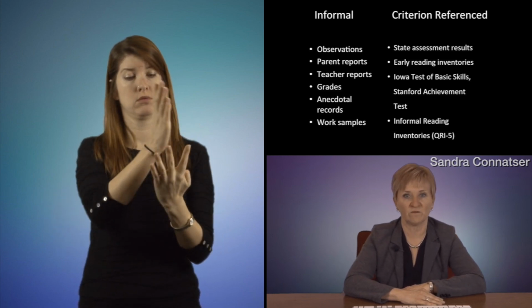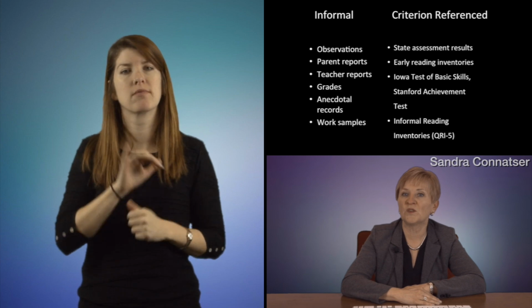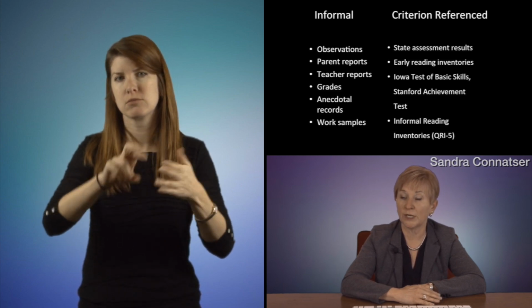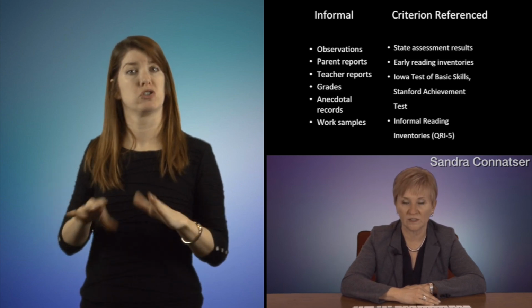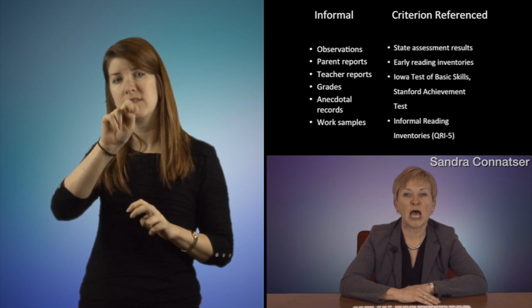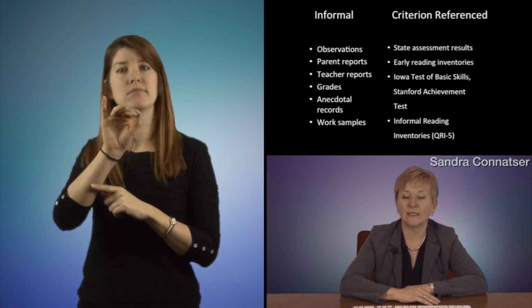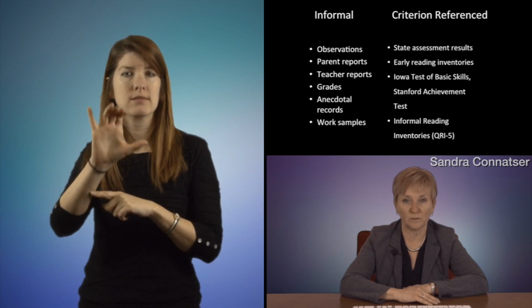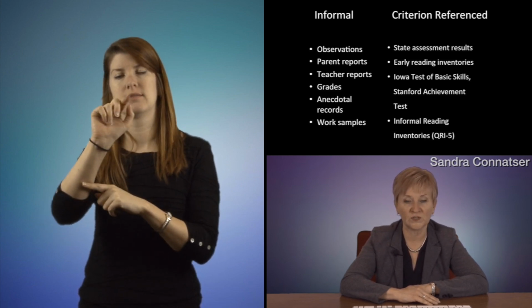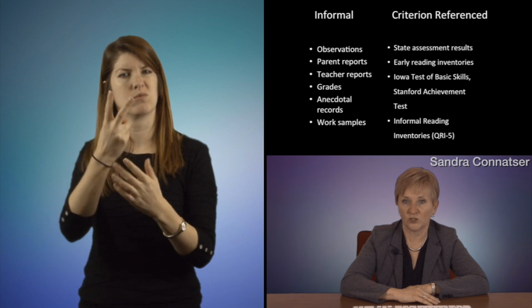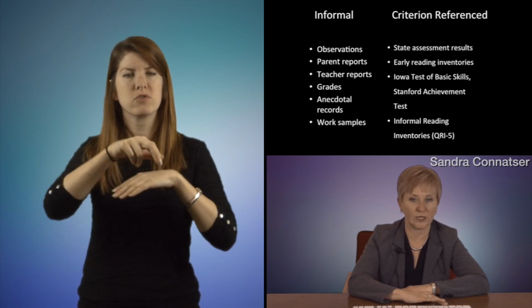Criterion referenced information would include state assessment results. It could be early reading inventories. The Iowa Test of Basic Skills and the Stanford Achievement Test are both considered criterion referenced. Informal reading inventories also fall in that category.